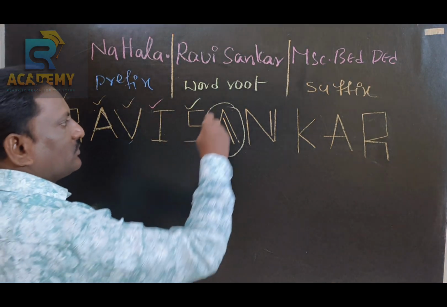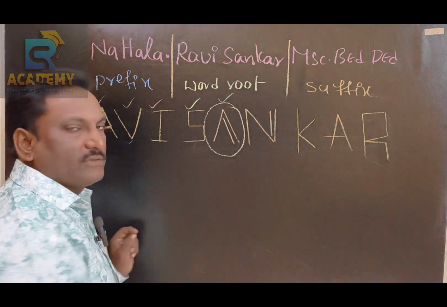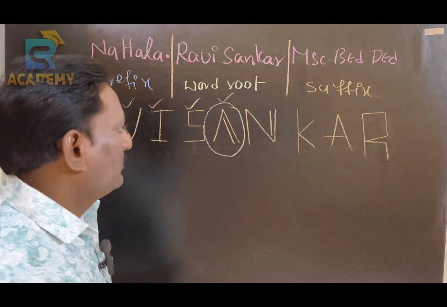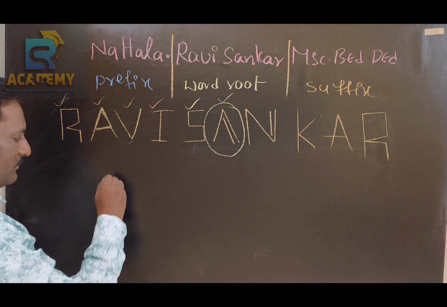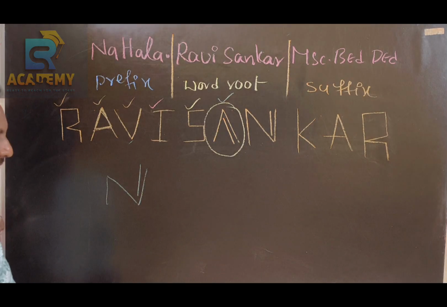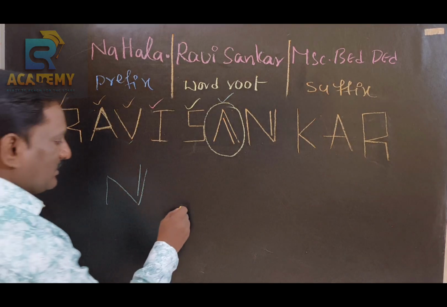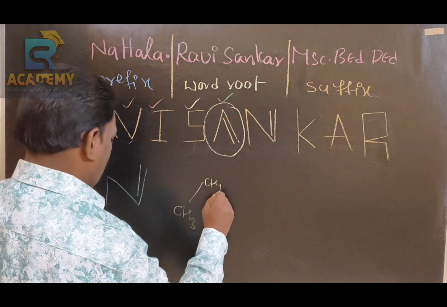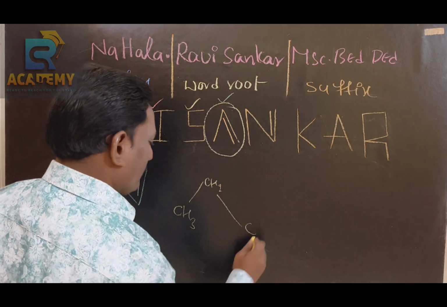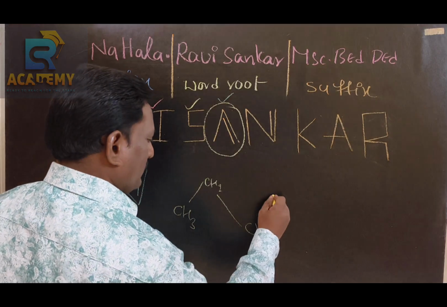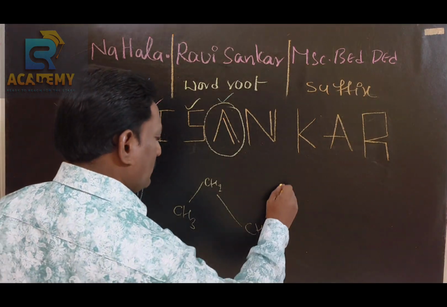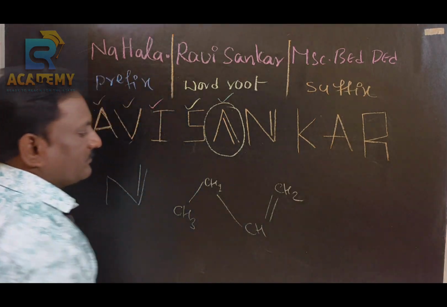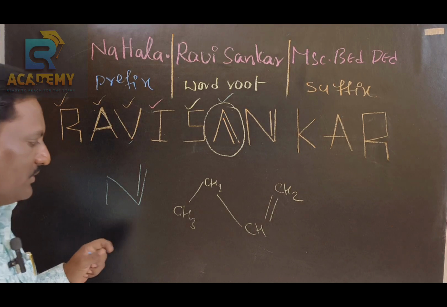Next one. So that is completed. Now let us talk about the next. Carbons: CH3, CH2, CH, double bond, CH2. Okay. Good.